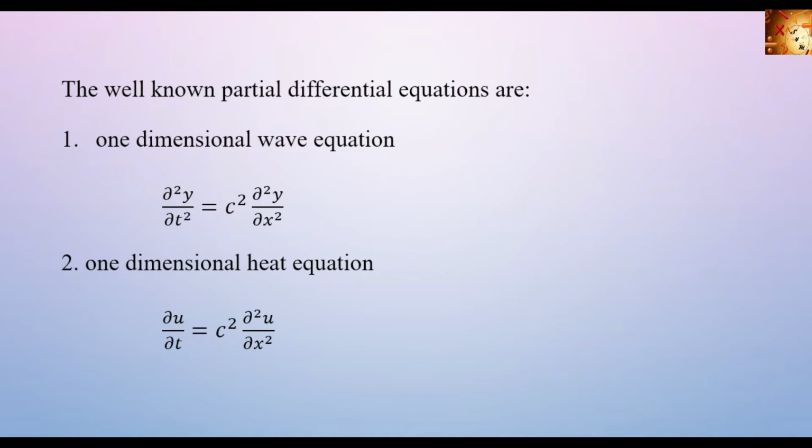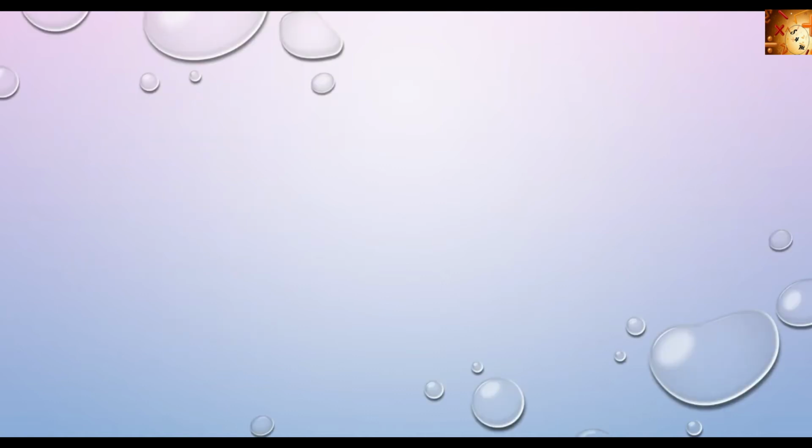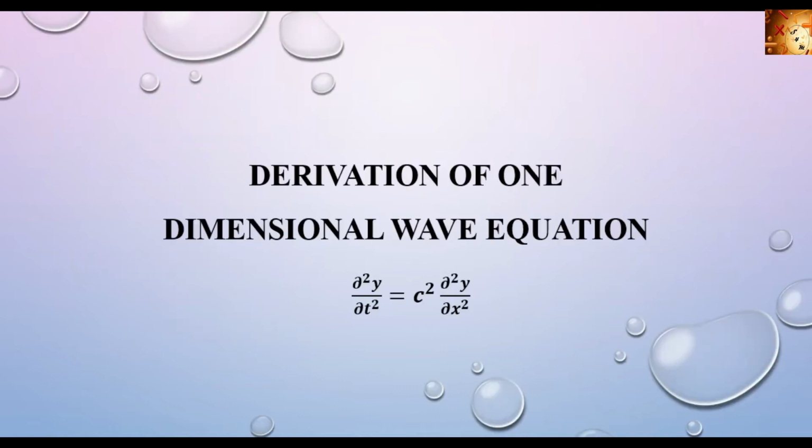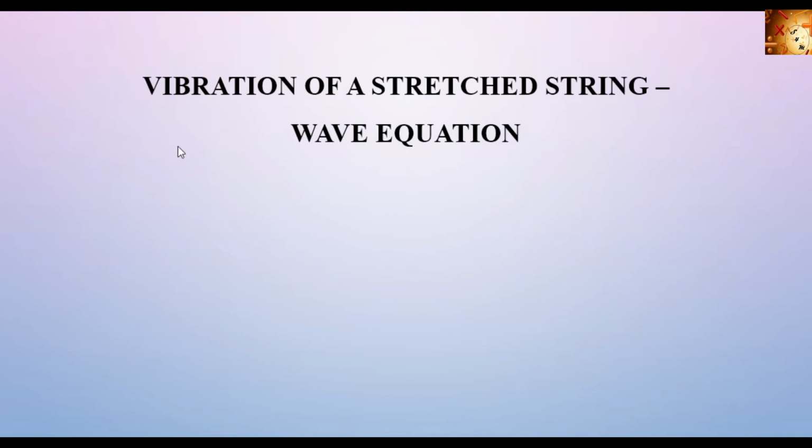Okay. First of all, we are going to derive the one-dimensional wave equation, that is ∂²y/∂t² = c² ∂²y/∂x². Before deriving this one-dimensional wave equation, first of all consider the vibration of a stretched string. Here we are deriving the wave equation.